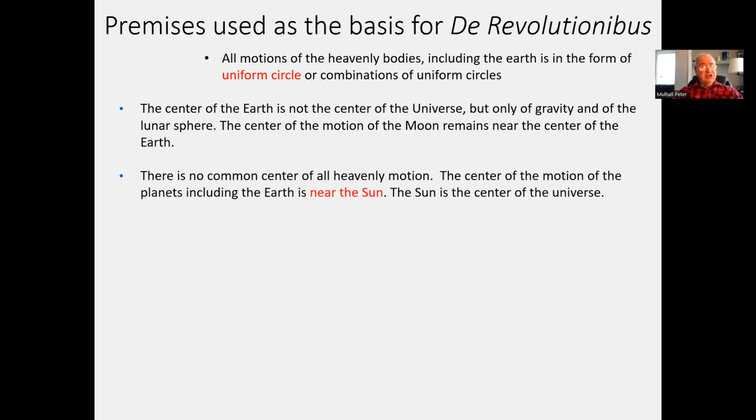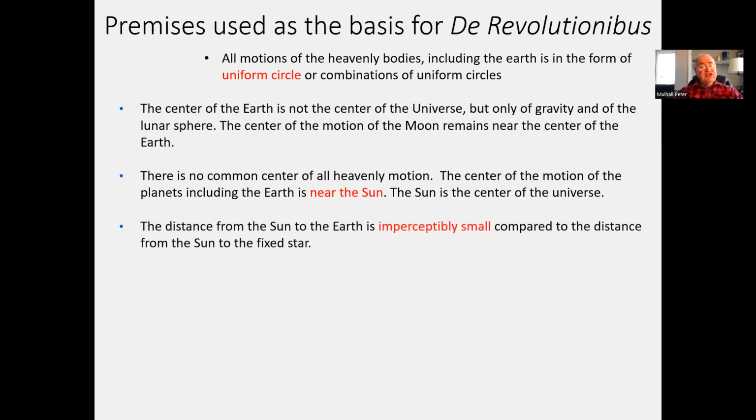He's going to need eccentrics. Yeah, he's going to need Hipparchus's eccentrics, just like Ptolemy did. The center of motion of the planets, including the Earth, is near the sun, but the sun is the center of the universe. But these orbits that he's going to describe are eccentric to the sun. He's going to need that just the way Ptolemy did. The distance from the sun to the Earth is imperceptibly small compared to the distance of the sun to the fixed stars. This is a remarkable statement.